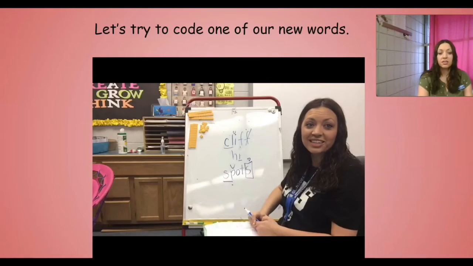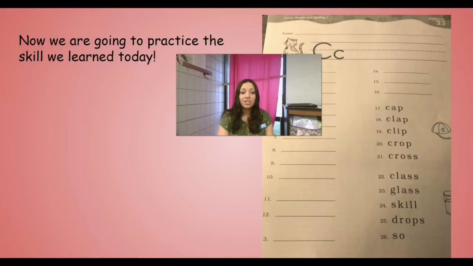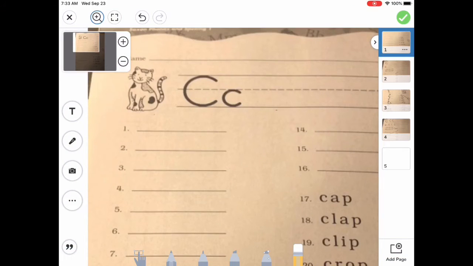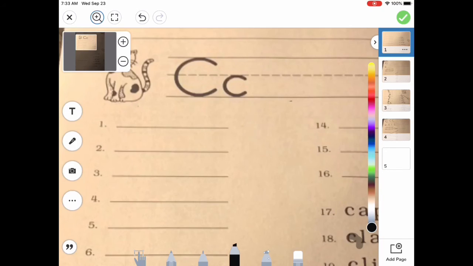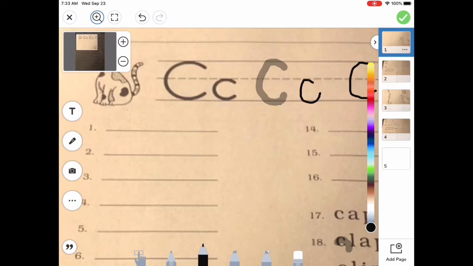Awesome job working on coding today, guys. All right, so it's that time of the day where we're going to pause and we're going to go to Seesaw so that we can complete our activity sheet over the letter C. So first, we are going to make our uppercase and lowercase c. For a C, we start at the top and we curve all the way around. And then a lowercase c, start at the middle and curve all the way around. Uppercase C, start at the top and curve around. Lowercase c, start at the middle and curve around. Our C is one of our easier letters to make.